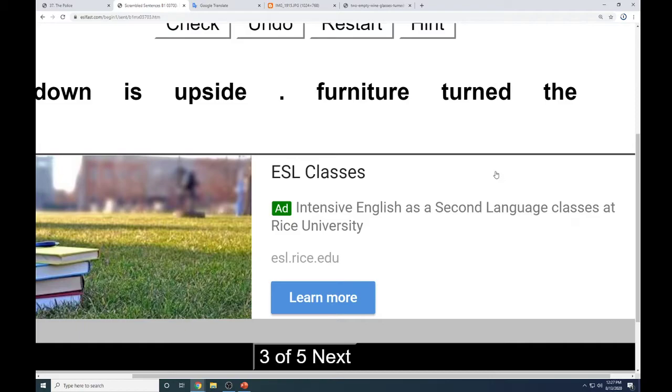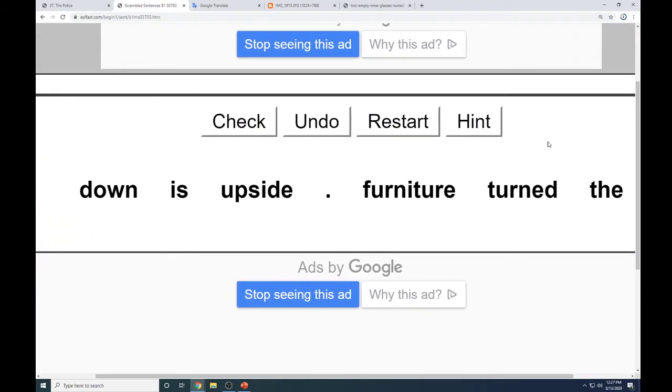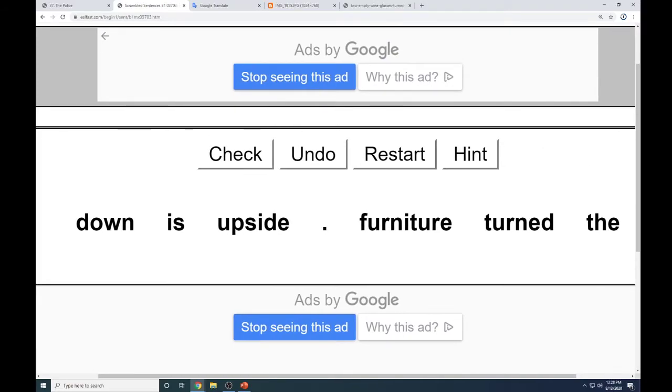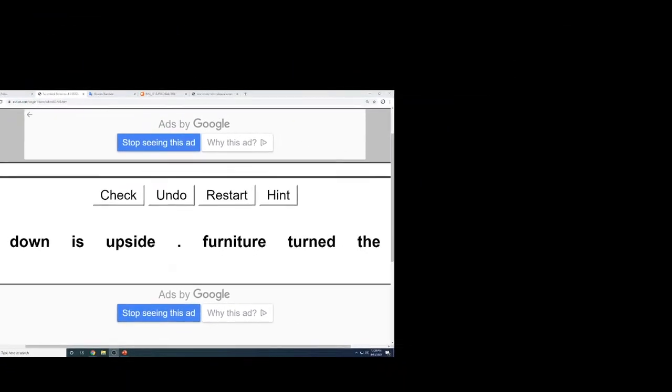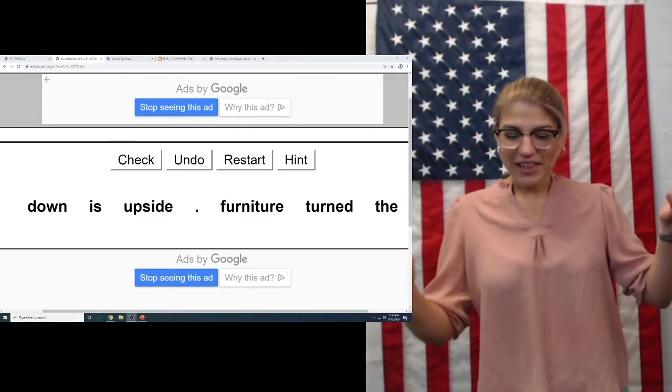All right. Down is upside furniture turned V. Okay, guys, we did this. We talked about this. Let's make it happen. Down is upside furniture turned V.